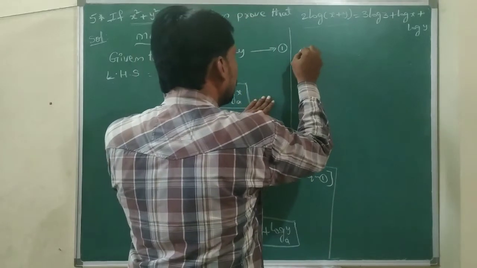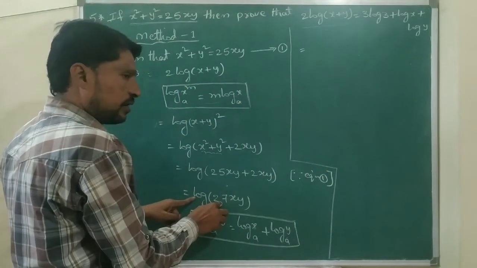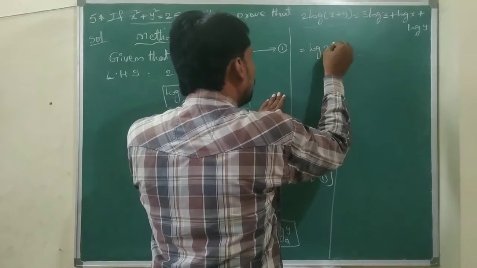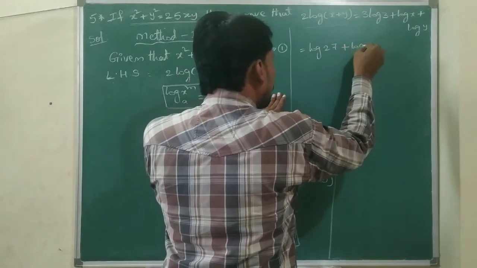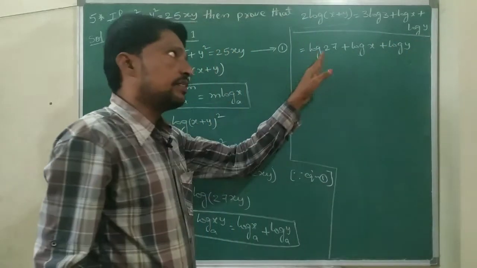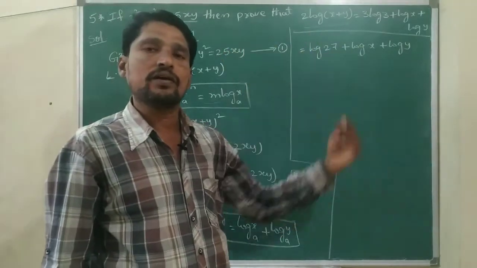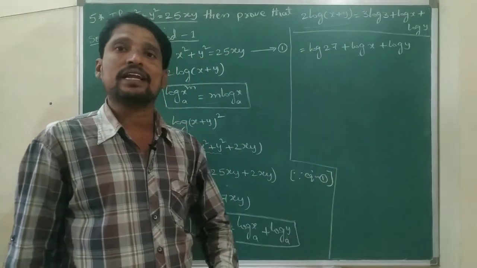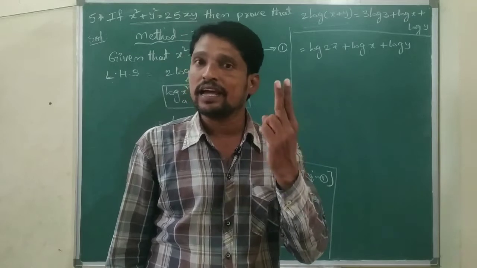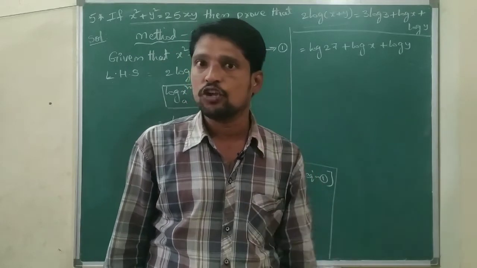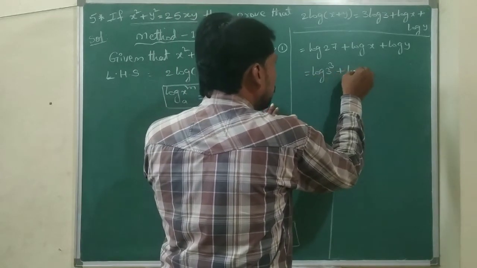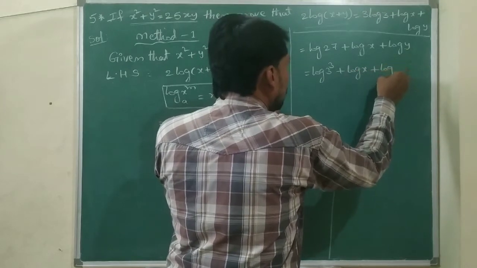So here I am writing, log x means 27, y means x, z means y. So log 27 plus log x plus log y. 27 we can write in the power notation. So 27, how we have to write it? 3 into 3, 9. 9 into 3, 27. Means 3 cube we can write. So that equal log 3 cube plus log x plus log y.